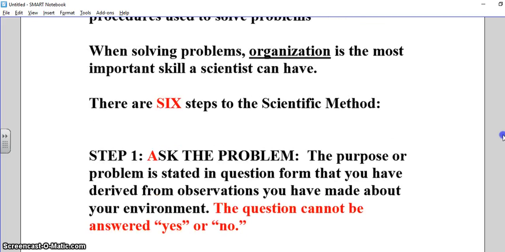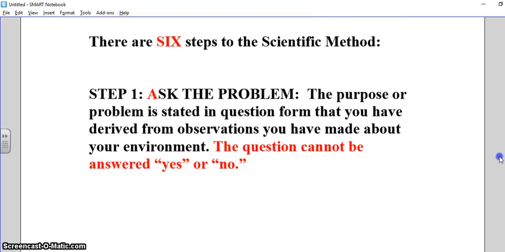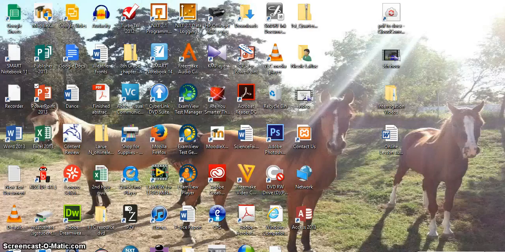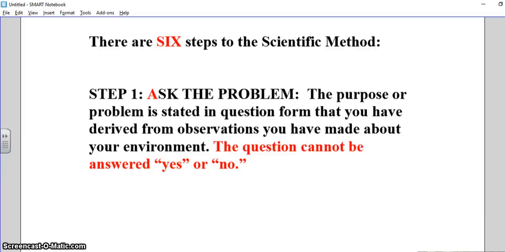As you know, there are 6 steps to the scientific method. Step 1 will be by Mrs. Diamond. All right, here we go, guys. Step 1, ask the problem. The purpose or problem is stated in a question form that you have derived from observations you have made about your environment.